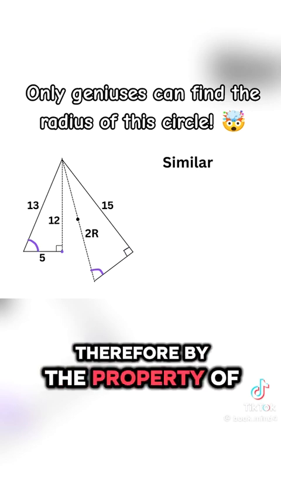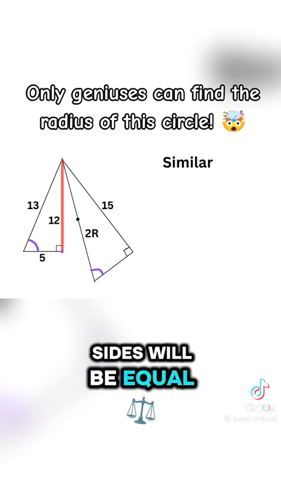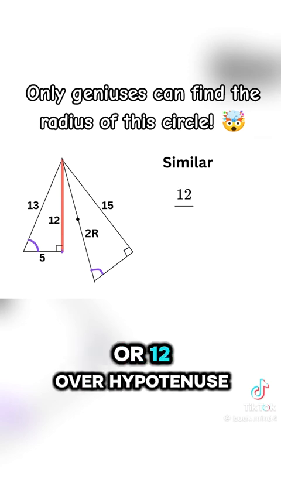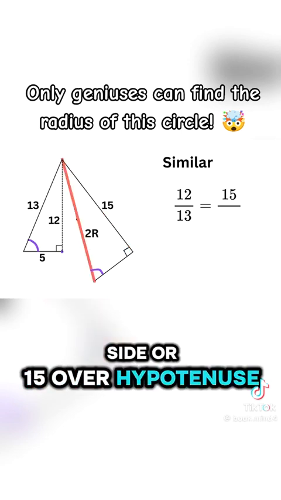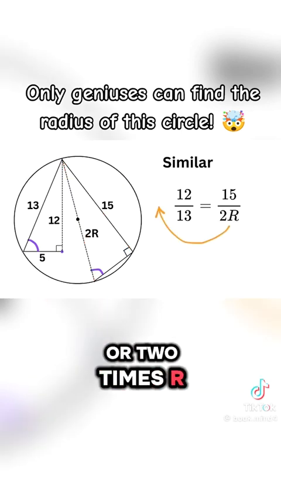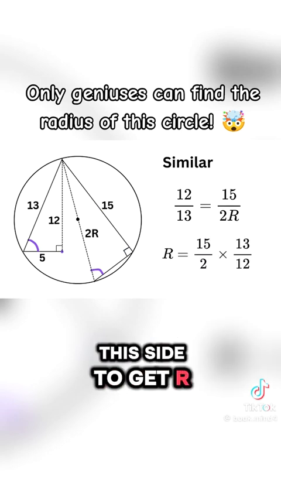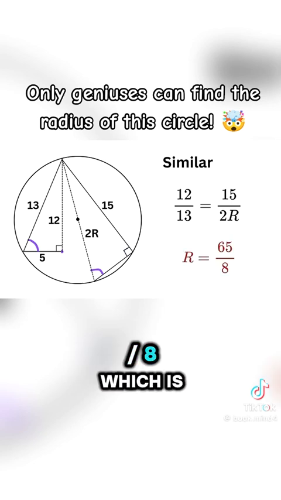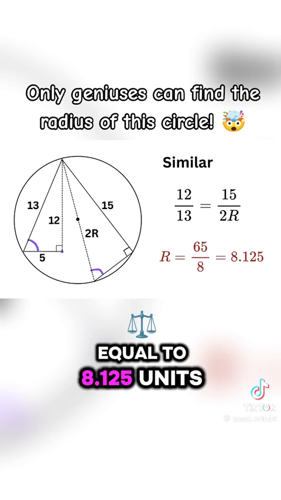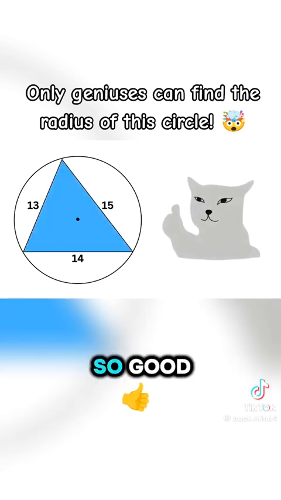Therefore, by the property of similar triangles, the ratio of corresponding sides will be equal. Therefore, this side h, or 12, over hypotenuse, or 13, equals this side, or 15, over hypotenuse, or 2 times r. Take r this side, and 13 over 12 this side, to get r equals this. This gives us 65 divided by 8, which is equal to 8.125 units. And there we go. So good!